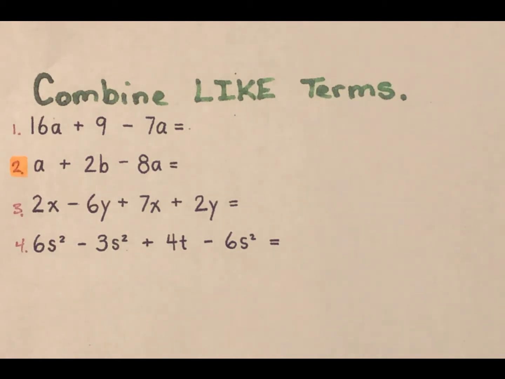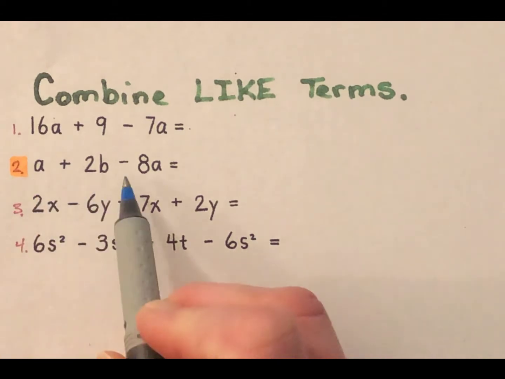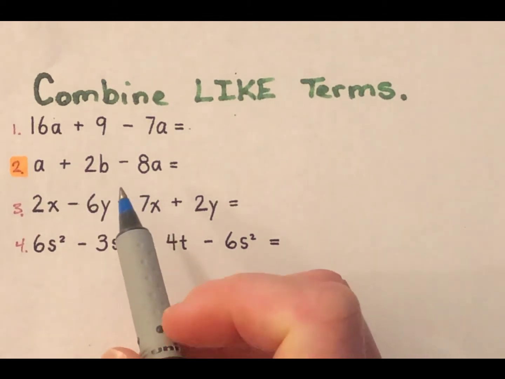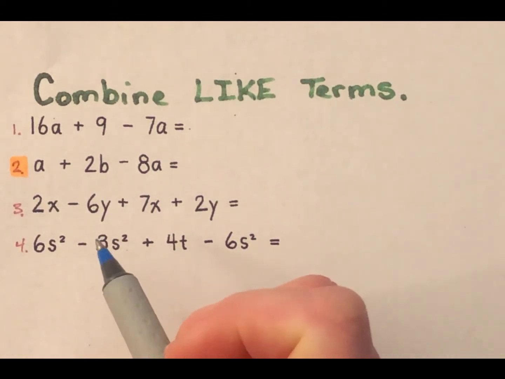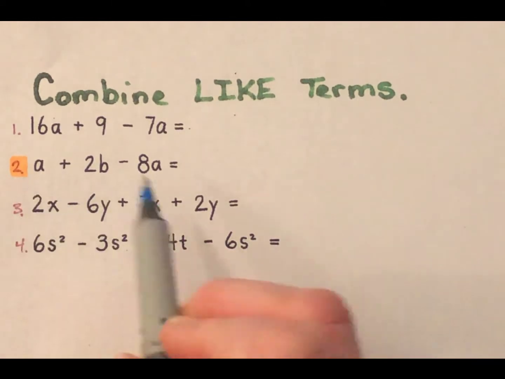Page 13, look at the top. There are 4 of these, and we'll do one together. Number 2, you've got a plus 2b minus 8a. Remember, you always put your terms in alphabetical order. So I will do a first.